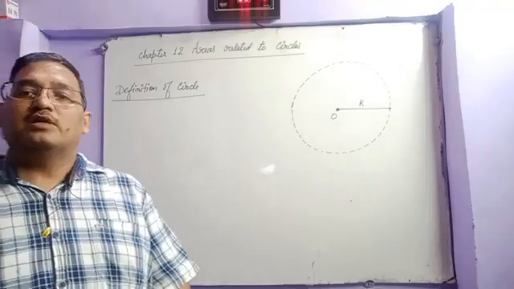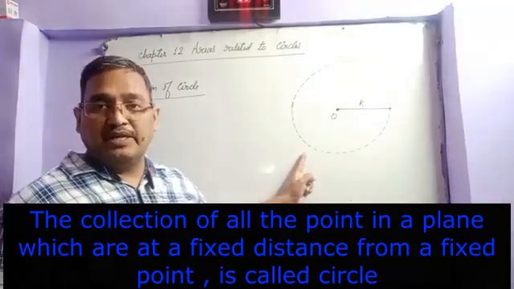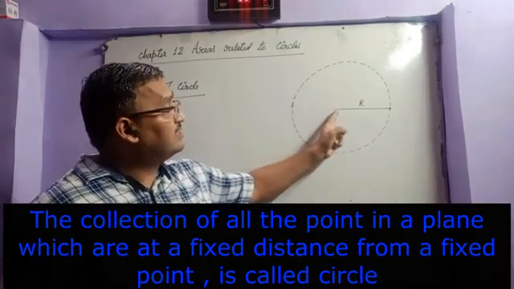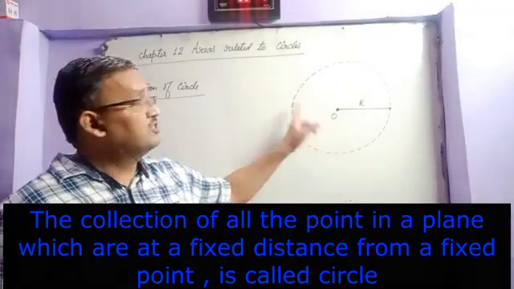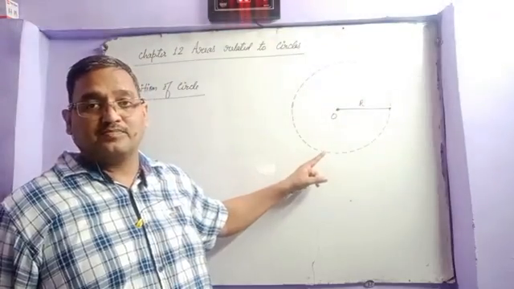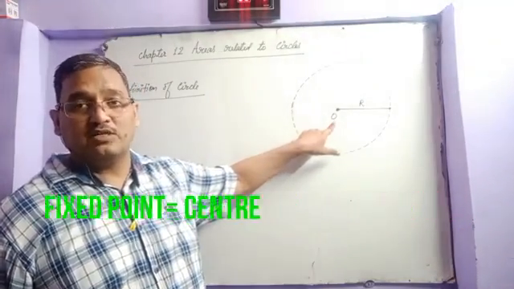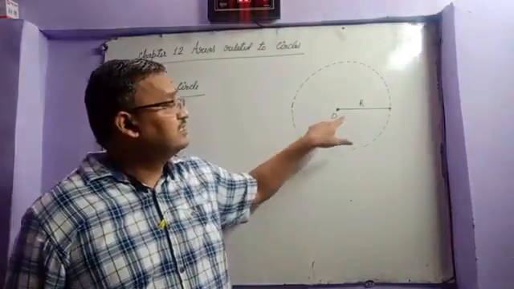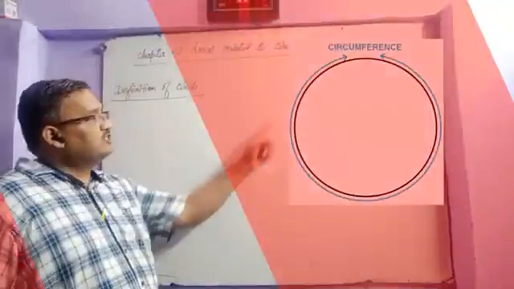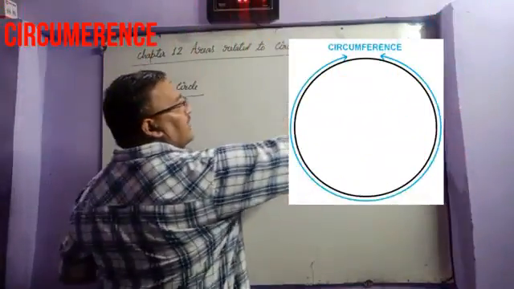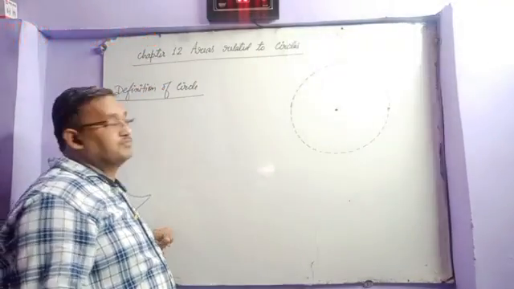So the definition of circle is collection of all the points in a plane which are at a fixed distance from a fixed point O is known as the circle. The fixed point of the circle is known as the center of the circle and the fixed distance is known as the radius of the circle. Now see this boundary. This boundary of the circle is known as the circumference of the circle.